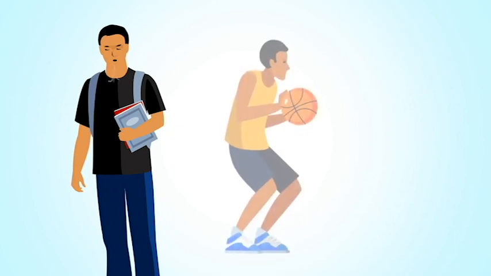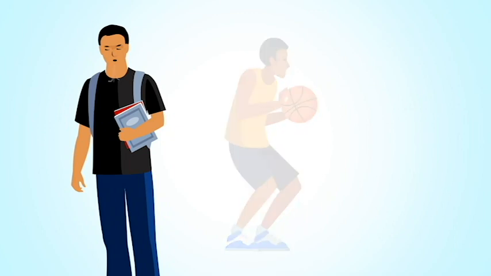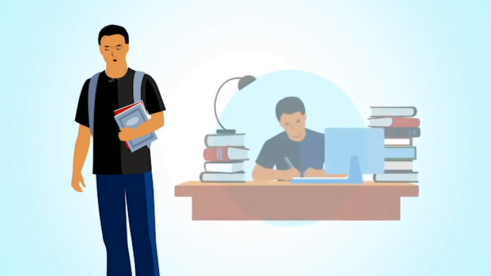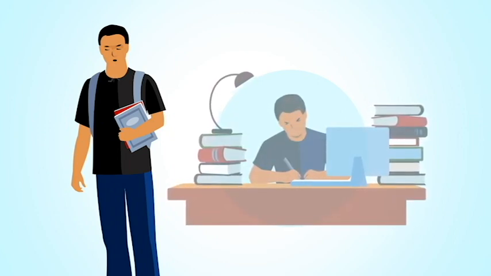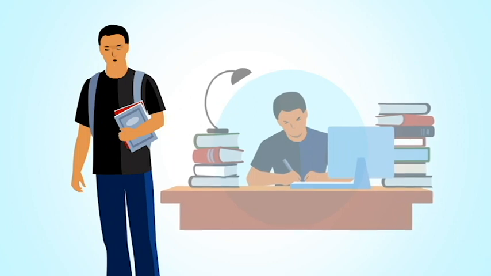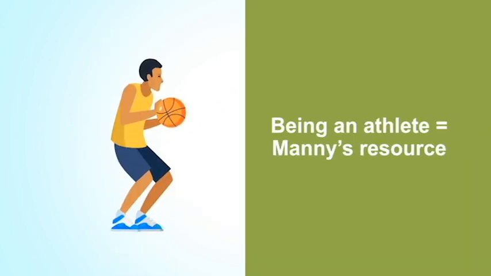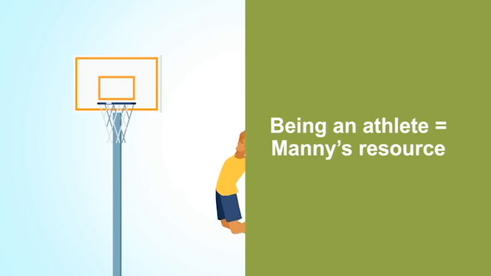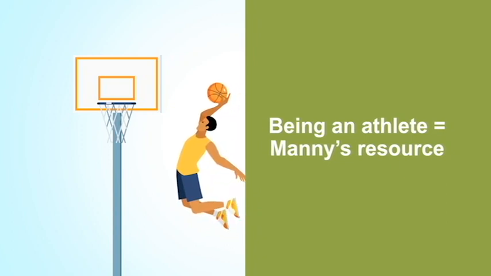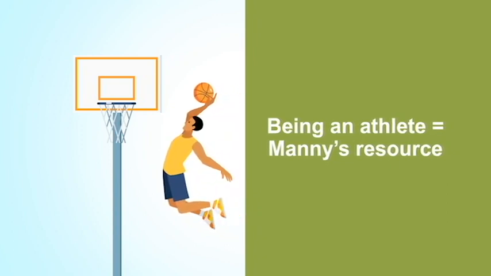Did you notice how Manny dealt with anxiousness, one of the negative feelings we talked about? Manny took deep breaths, similar to what he does at the free throw line to calm himself down. He looked at taking the test the same way and used the same technique to calm himself down, and it worked. We can say that being an athlete is a resource for Manny because he can use his knowledge to help him cope with his negative feelings. This, however, is one of the many resources you can tap into.